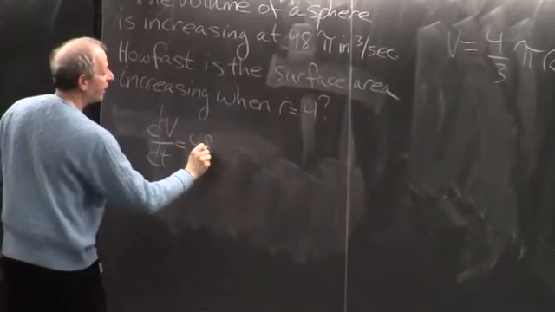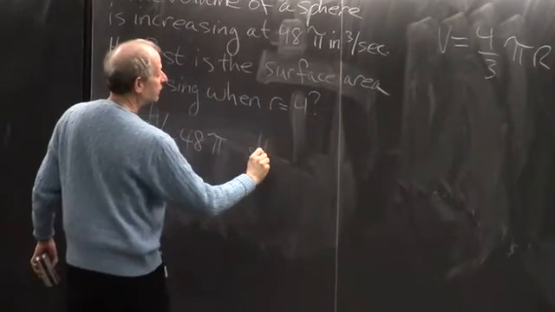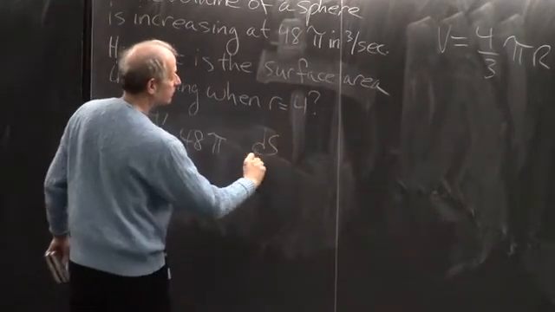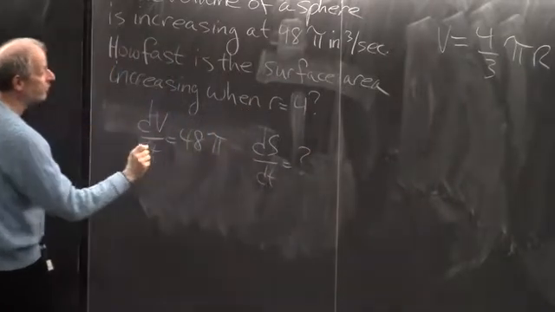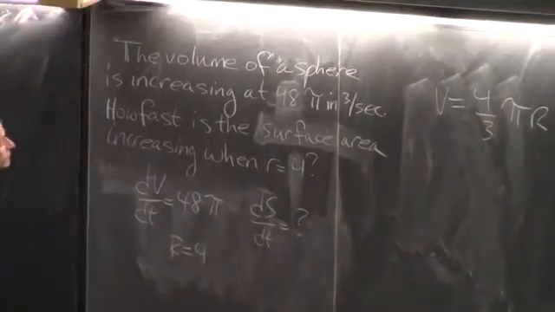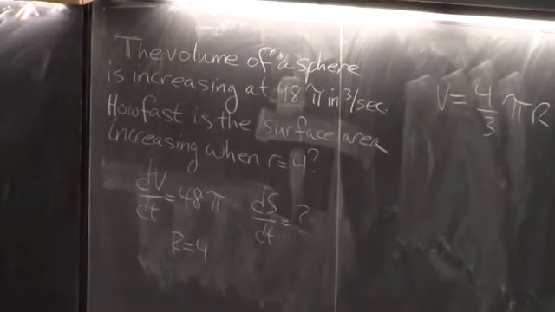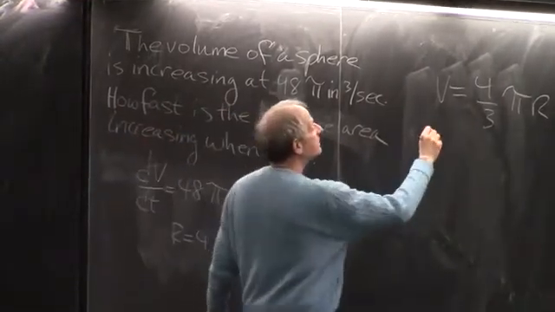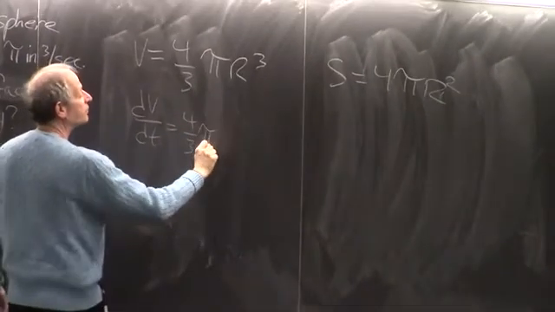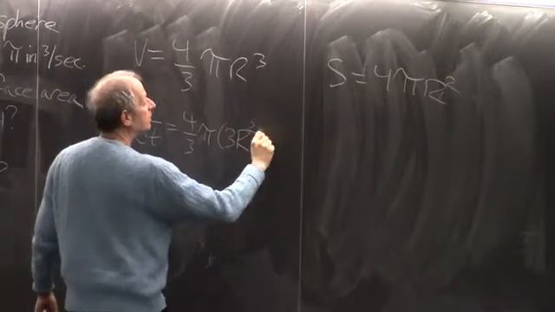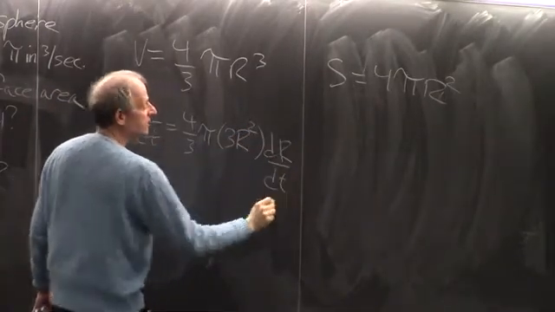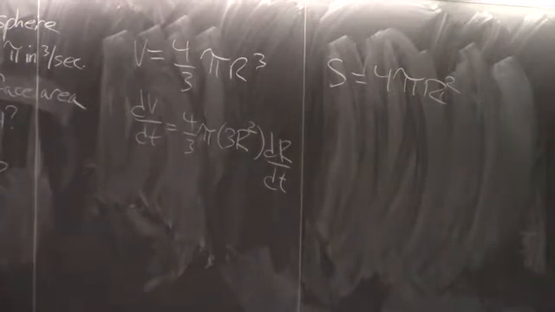We know that dV/dt is 48 pi. We are looking for dS/dt when r is 4. So let's take the derivative of this and we get dV/dt is 4/3 pi times 3r squared dr/dt. You know, sometimes what you should do is just get in there and start taking derivatives and plugging things in and see if you stumble into the right answer. That'll happen more often than you realize.